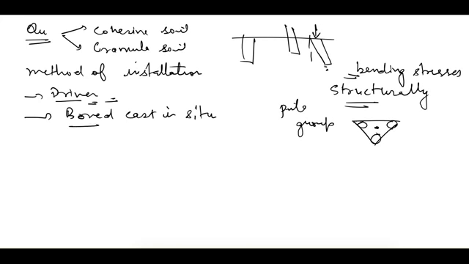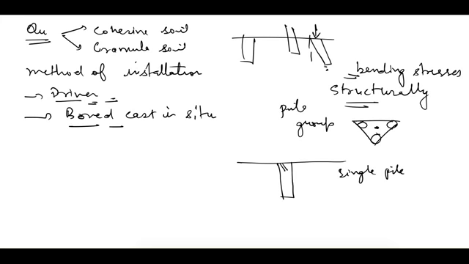Whereas if we are using the other kind of method of installation, that is bored and cast in situ, then what happens? In this method, first we bore a hole or we drill a hole in the ground, and during this drilling we have much more control. So we can make a vertical hole and then we can place our pile in this. So that will be quite vertical, and in this case we can use a single pile.